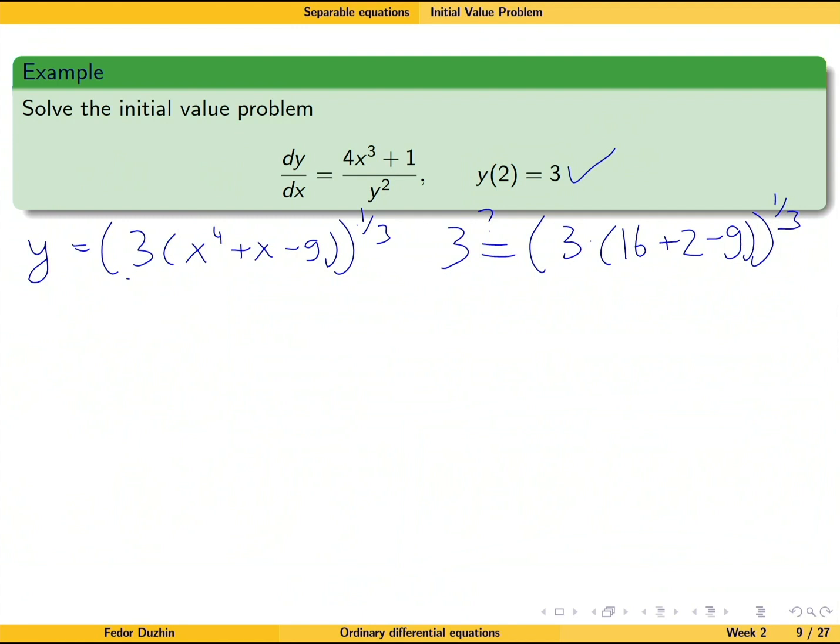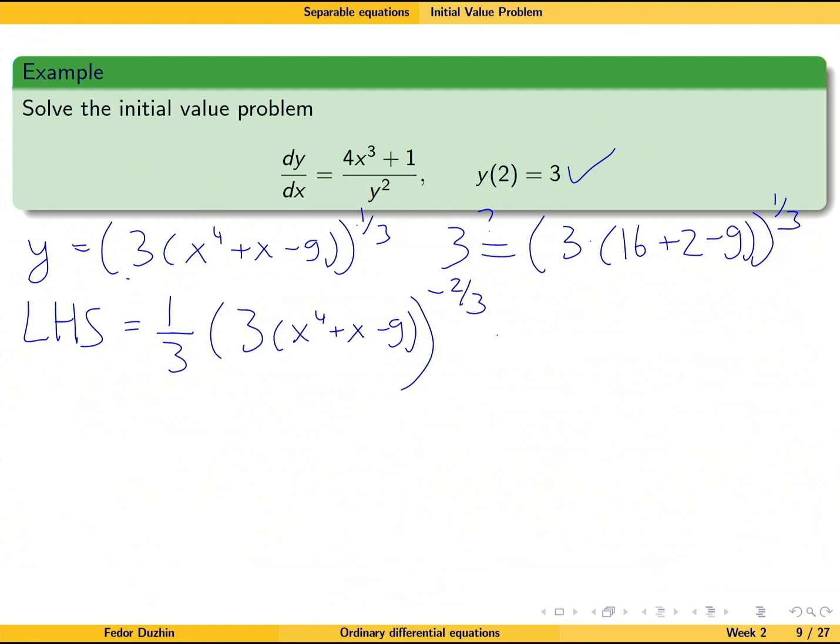Now let us verify the differential equation. So the left-hand side of our differential equation is dy dx. So let us find dy dx. So here we have the power 1/3. In order to differentiate the power of 1/3, we write 1/3 times 3 times x, whatever expression we have, x minus 9. And then to the power 1/3 minus 1. 1/3 minus 1 is minus 2/3.